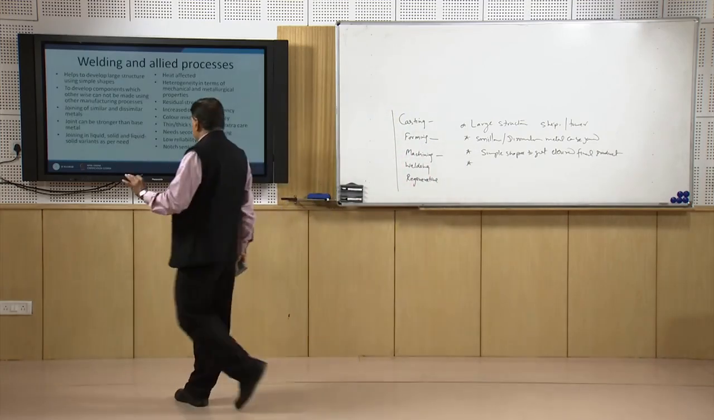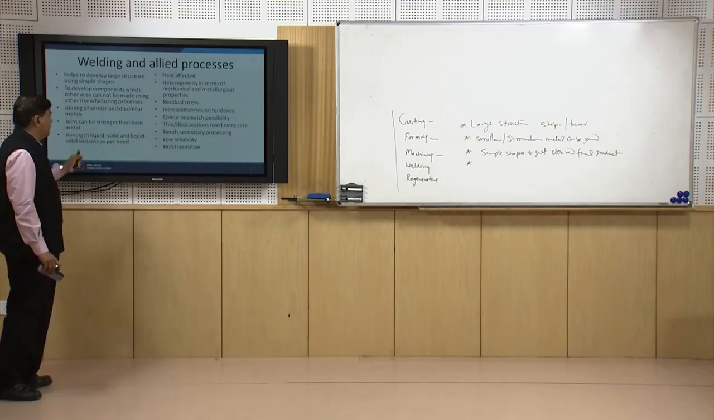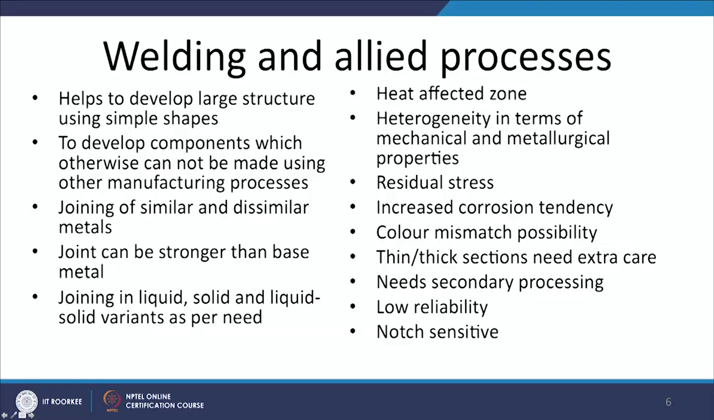So, coming to the advantages of the welding and allied processes, welding helps to develop large structures using simple shapes, like ships and towers, and to develop components which otherwise cannot be made using the other manufacturing processes. Using simple shapes we can make the components very easily and more economically, which would be difficult using the forming or casting processes. And it allows the joining of similar as well as dissimilar metals. Joints can be stronger than the base metal. This is another good feature.